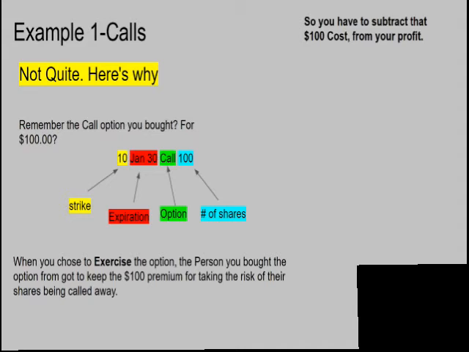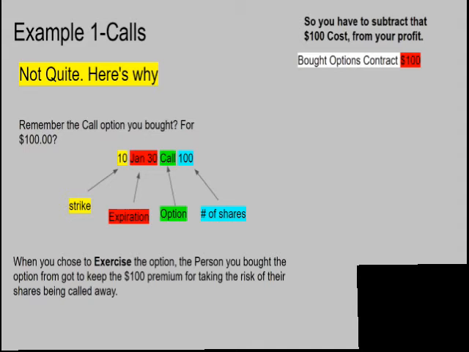So that's what the premium's for. You paid $100 for the right to buy these shares from this person. No matter what the price was in the future, you could buy the shares for $10. You had the option to do that before the 30th of January. All right? So, this is the breakdown.